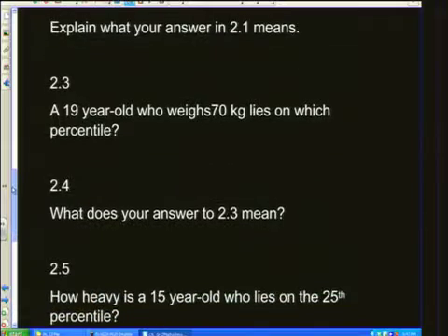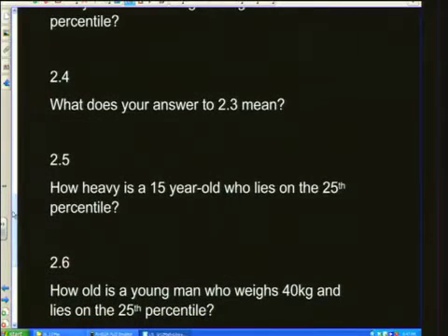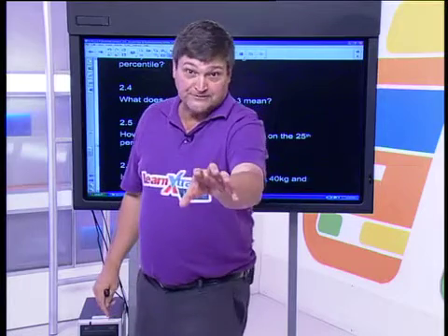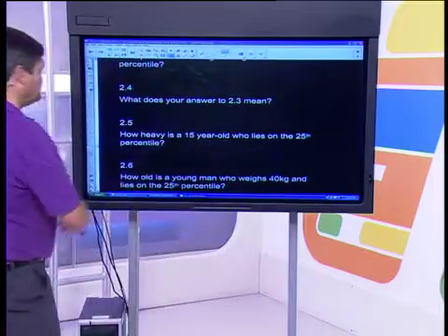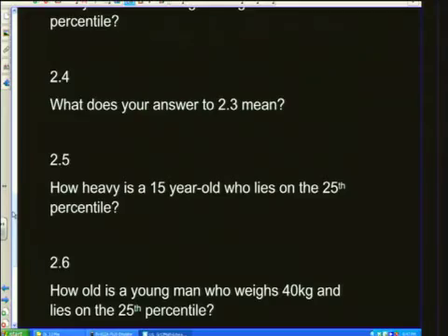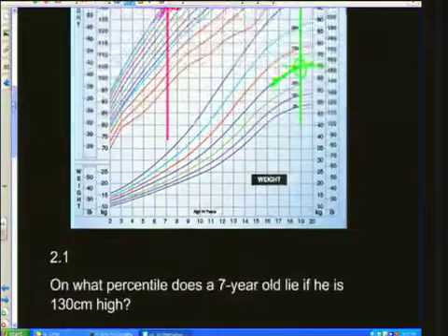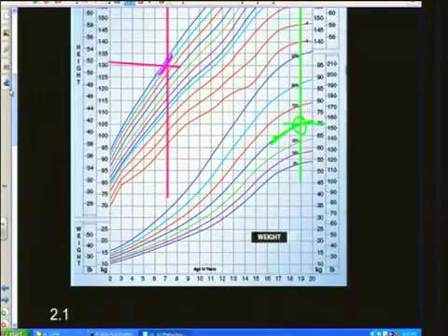They could say, how heavy is a 15-year-old who lies on the 25th percentile? Now they're giving you the percentile and they're giving you the age, but they're now asking how heavy. So let's look at that. Right, 15 years old, 25th percentile. Right, so 15 years old. Let's get another color going here. Let's try, I don't know, blue, shall we? Yeah, okay. So 15-year-old, here they are.